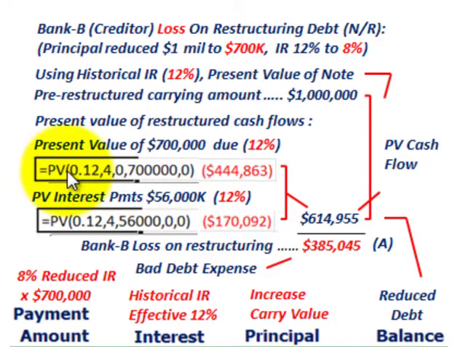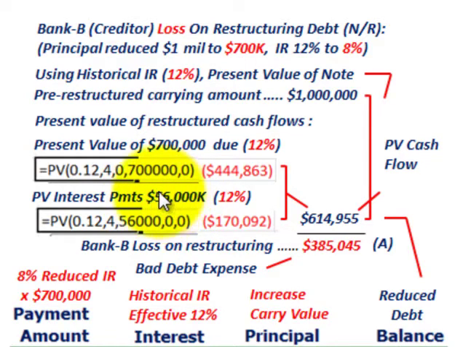So just looking at it in terms here, I'm using the Excel function. For our principal amount, that was $700,000 for 4 years at 12%, its present value is $444,863. Use Excel or your financial calculator. Now for the present value of those interest payments. The interest payments are going to be $56,000 per year. It's going to be the 8% reduced interest rate times the $700,000 principal amount.